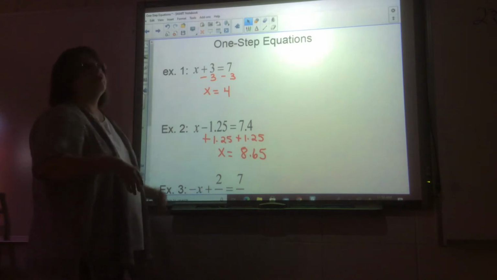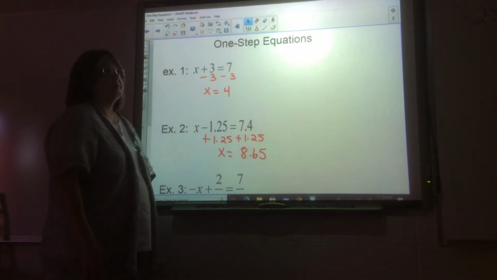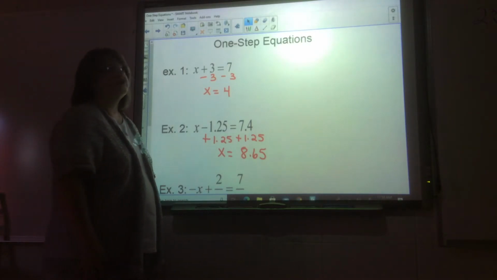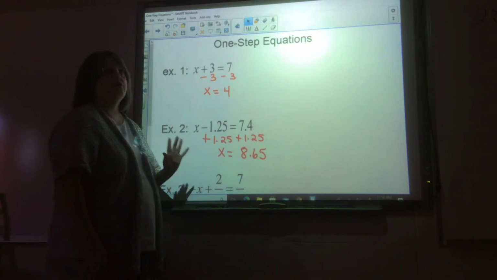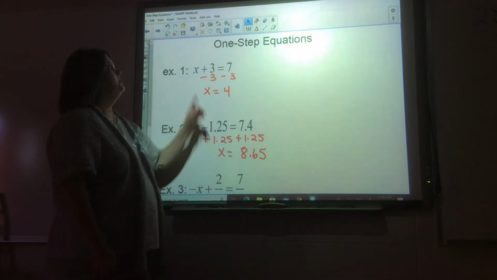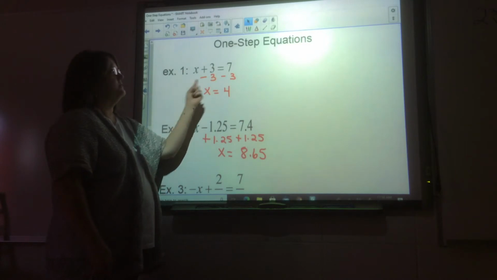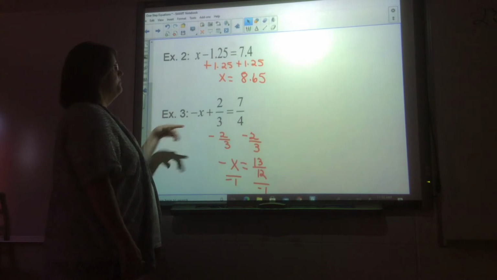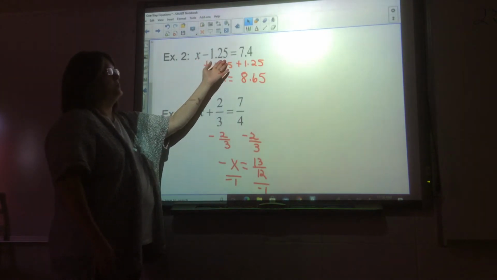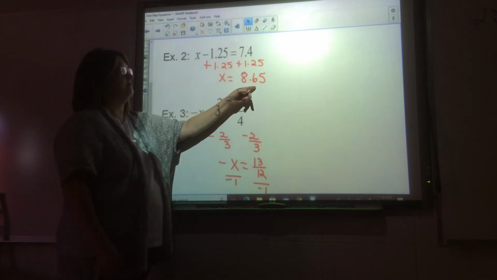You want to do inverse operations. In order to move something from one side of the equation to the other, you do the opposite operation or the inverse operation. The idea is that you isolate the variable. You want the variable on the side by itself. So this variable has 3 added to it. So you want to move the 3, so you subtract it. And that gives you your answer. This one has got 1.25 subtracted from the variable, so you add 1.25 to get the answer.